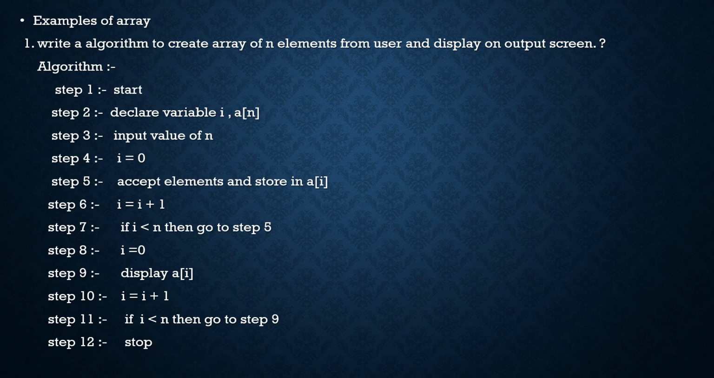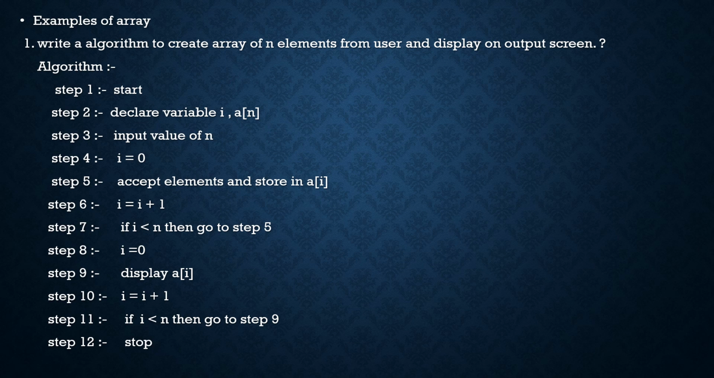Write an algorithm to create an array of n elements from the user and display it on the output screen. Okay, so what we need to do, we need to create an array of n elements, and whatever elements the user inputs, we need to display on the output screen. So let's write an algorithm. Step 1, we'll start the algorithm. Step 2, declare variables I and a of n. So we'll declare two variables, that is I and a of n.